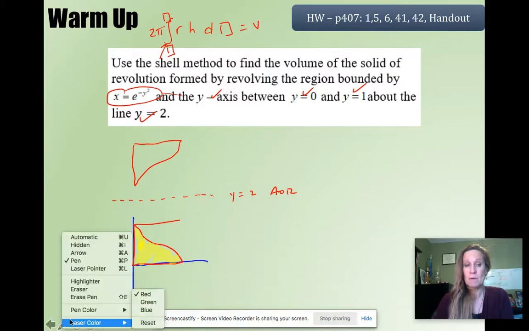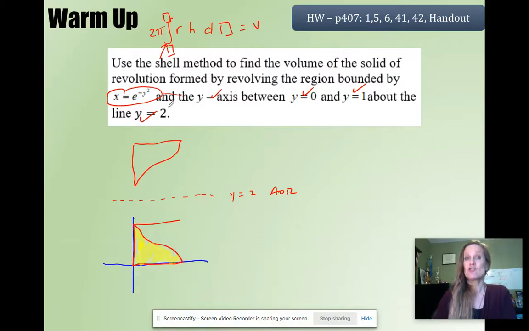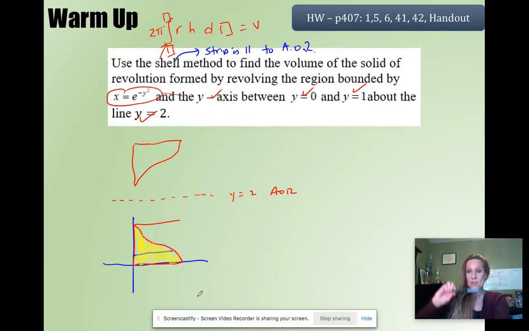Also, the other thing to remember about shells is that the strip you draw is parallel to the axis of rotation. Unlike discs and washers, where the strip that you draw needs to be perpendicular to the axis of rotation, I'm asking you to do shells. My axis of rotation is horizontal, so the strip I'm going to draw here is horizontal. Take a moment and look at that strip as I drag it up and down through the image. Notice that the right side and the left side do not jump boundaries, so I don't have to jump integrals.